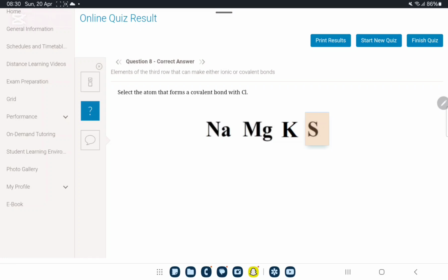Select the atom that forms a covalent bond with Cl. So for a covalent bond, we need a non-metal. Na is a group 1 metal, Mg is a group 2 metal, and potassium is group 1, also a metal. So sulfur is the only one that's a non-metal, so it forms a covalent bond.